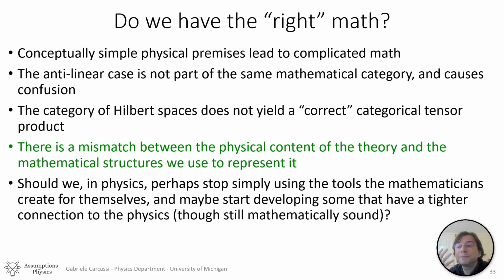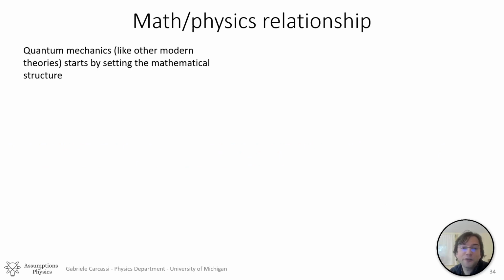And this is my general question, which drives the rest of my research. Should we, in physics, perhaps stop simply using the tools that mathematicians create for themselves because they need to solve mathematical problems, and maybe start developing some that have a tighter connection to physics, but still with the same mathematical rigor?